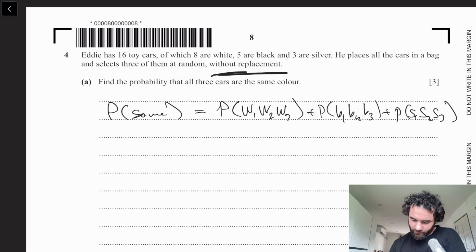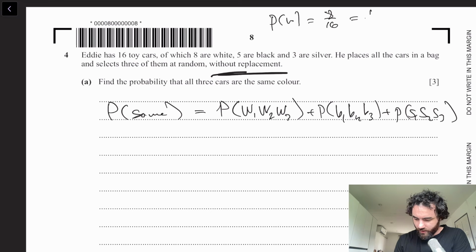Yeah, I don't see why that wouldn't be right. Just thinking if they're trying to trick me in any way, because that seems just a little too easy. So the probability of white is 8 over 16. It's half. Probability of black is 5 over 16. And the probability of silver is 3 over 16.